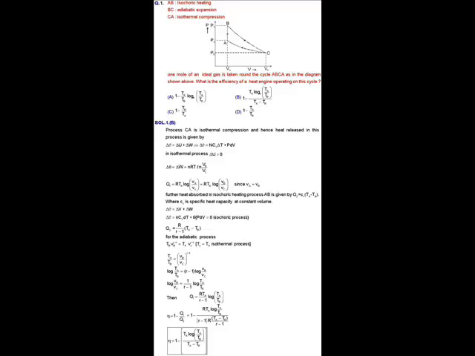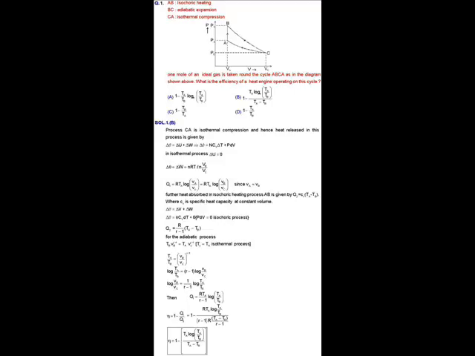According to the PV diagram, the process CA is isothermal compression. So in this process, heat is released by the system, which we call Q1, and that equals ΔQ equals ΔW, because ΔU in an isothermal process is 0. So Q1 equals RTA log of VA upon VC, which equals RTA log of VB upon VC, because VA equals VB.